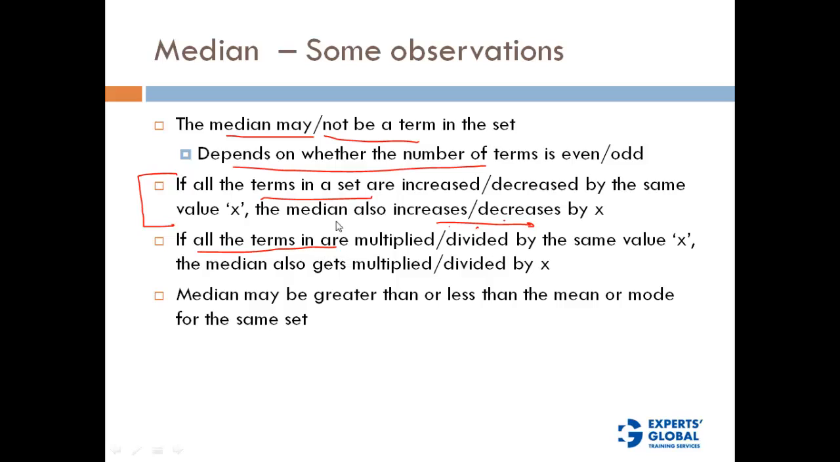If all the terms in a set are multiplied or divided by the same value x, then the median also gets multiplied or divided by the same value x. You can try this on your own again. Median may be greater or less than the mean or mode of the set. Again, mean, median, mode, these three quantities do not necessarily have any relationship with respect to which one is greater or which one is smallest.